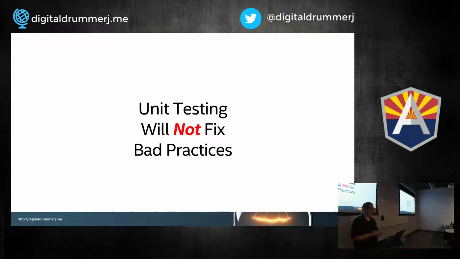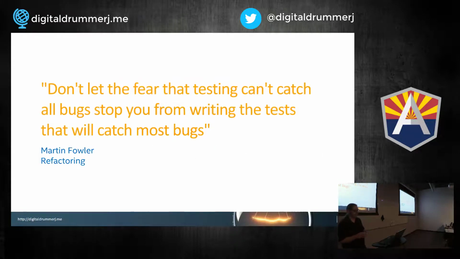Huge caveat here: if you have bad coding practices, unit testing will not fix your bad development practices, no matter how hard you try. And I love this quote by Martin Fowler: don't let the fear that testing can't catch all bugs stop you from writing the tests that will catch most bugs. That goes back to the code coverage. If you can hit 50% code coverage and that's going to catch most of your bugs, go with that. If it's 80%, go with that. Don't strive to catch them all because you probably won't. We're humans writing code. We're going to put bugs in the code, and you just hope that your unit tests will catch them.